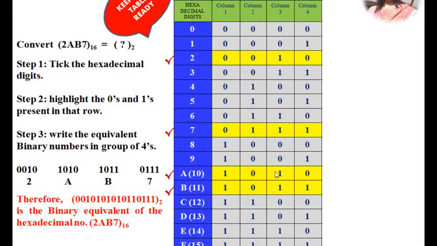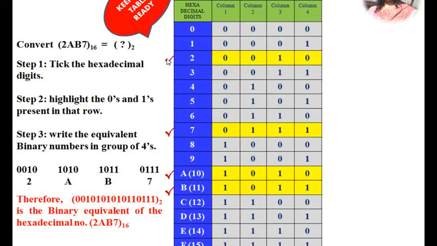2's combination of zeros and ones is 0010. Similarly, 7's binary number is 0111. And the third step is write the equivalent binary number in group of 4.